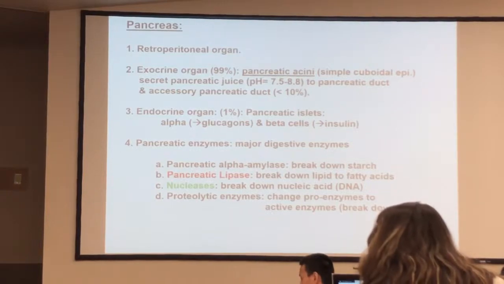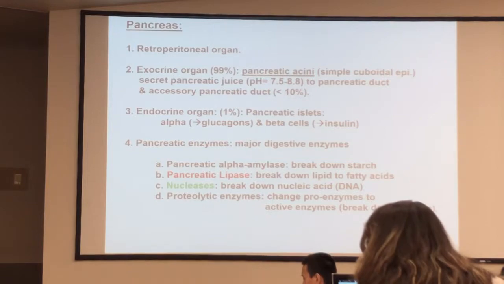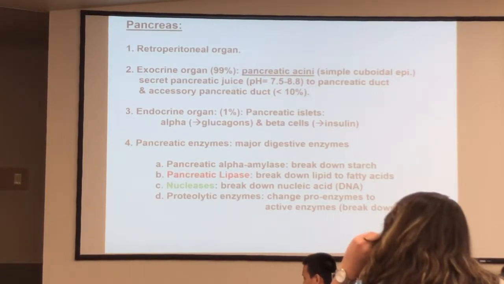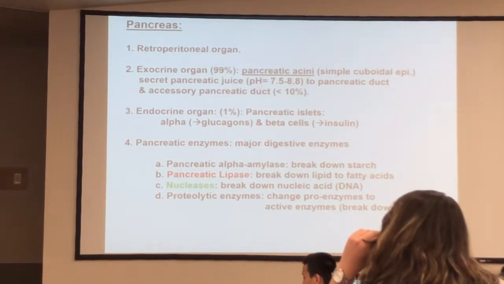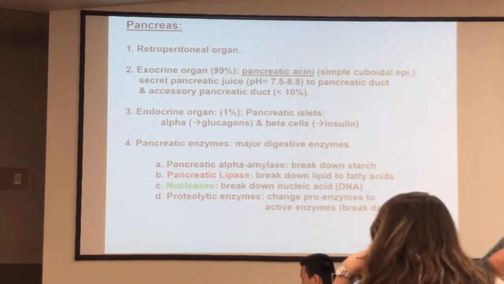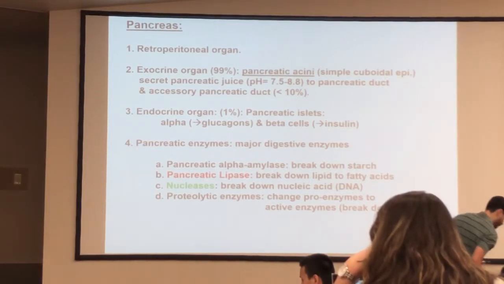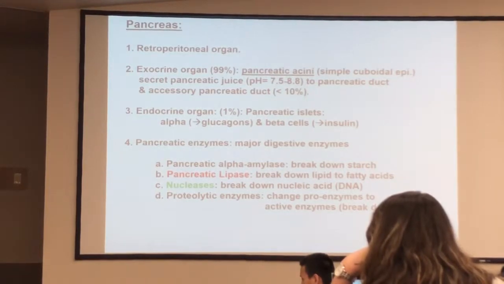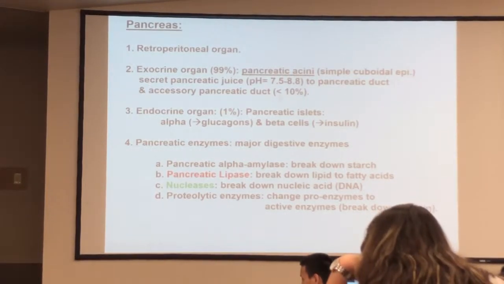It's 99% exocrine. We call it pancreatic acinus. It's a simple cuboidal shape epithelium. It produces the juice, and the pH value is 7.5 to 8.8, which is alkaline, compared to the stomach at about 2. Okay, so it's much more alkaline. They have two ducts: the pancreatic duct about 90%, the accessory pancreatic duct about 10%. Okay.